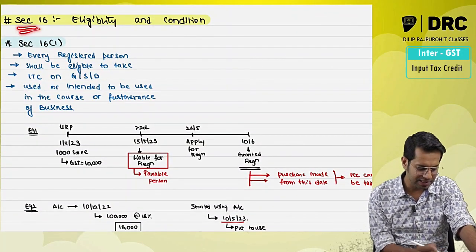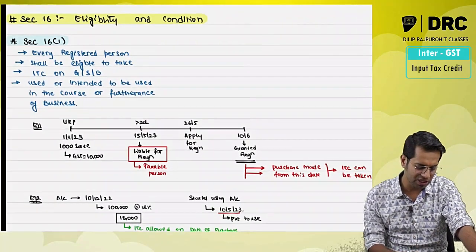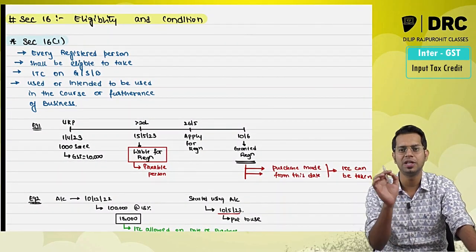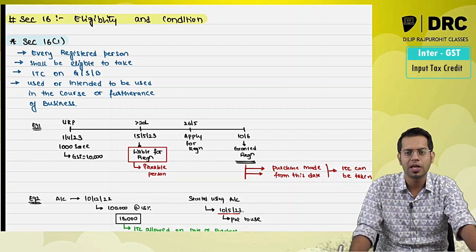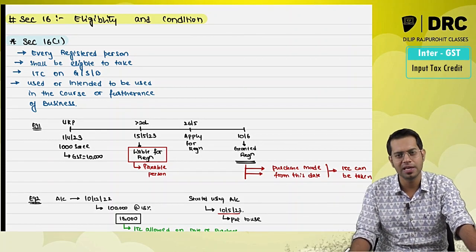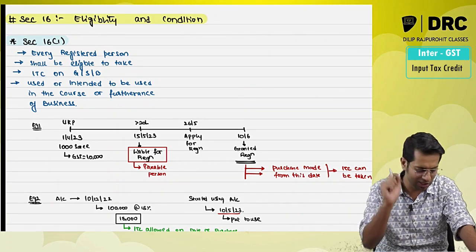Now let us start the discussion on this chapter. Section 16. Section 16 talks about what, sir? Eligibility and conditions. Who is eligible to take input tax credit and what are the conditions for taking input tax credit? Section 16 talks about it.